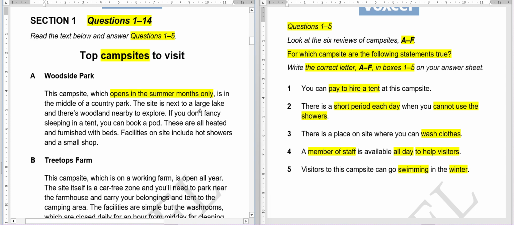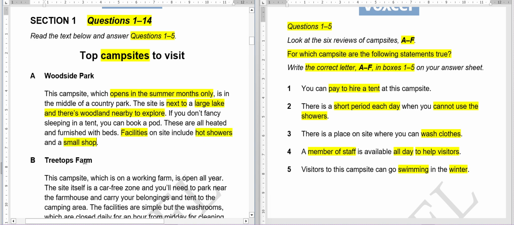The site is next to a large lake and there's woodland nearby to explore. So this particular site is next to, meaning close to, a large lake, and there is a woodland, basically forest, nearby to explore. If you don't fancy sleeping in a tent, you can book a pod. These are all heated and furnished with beds. Facilities on site include hot showers and a small shop. So these are the facilities you can have: hot showers and a small shop.